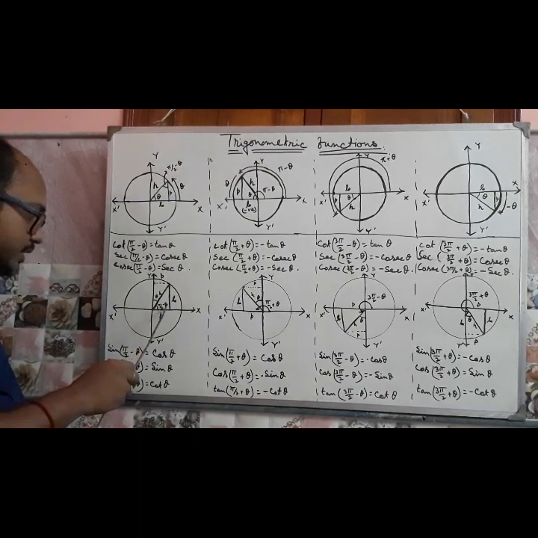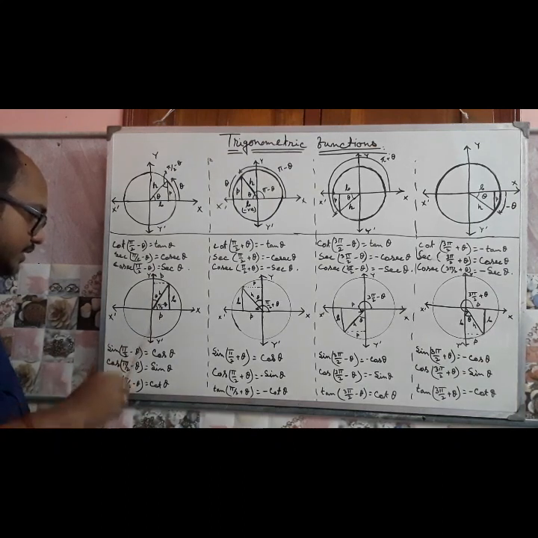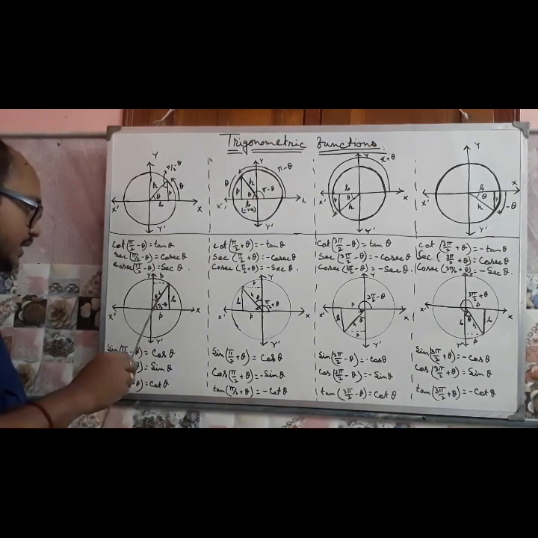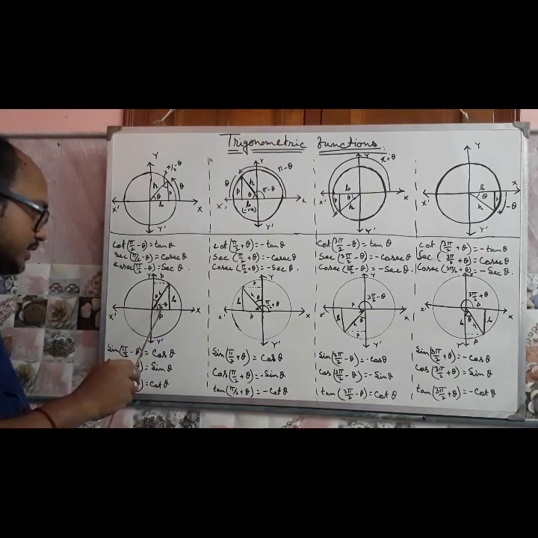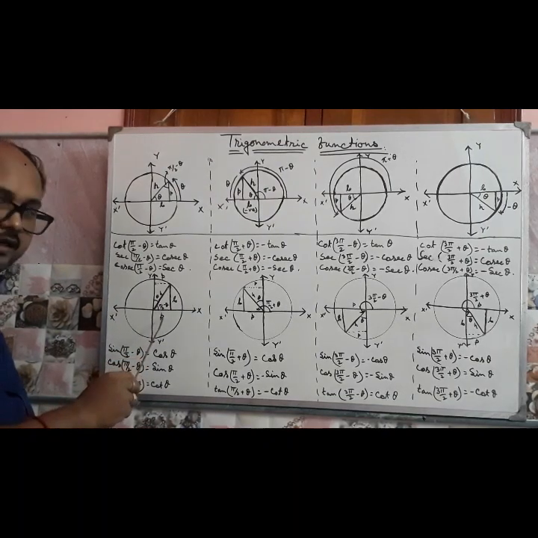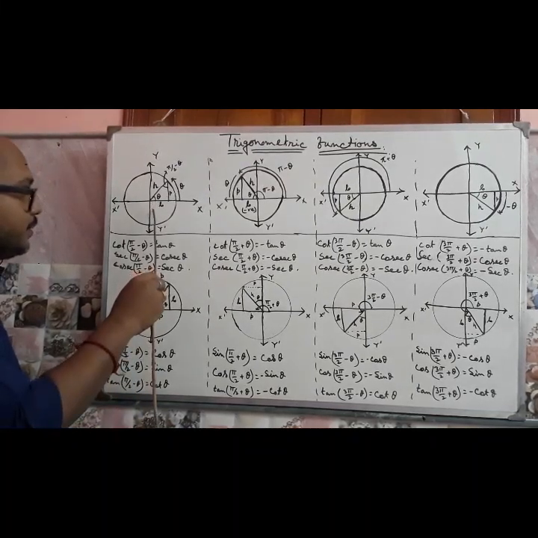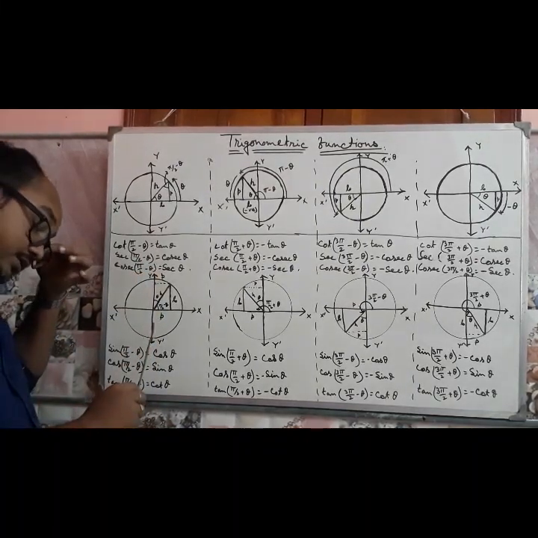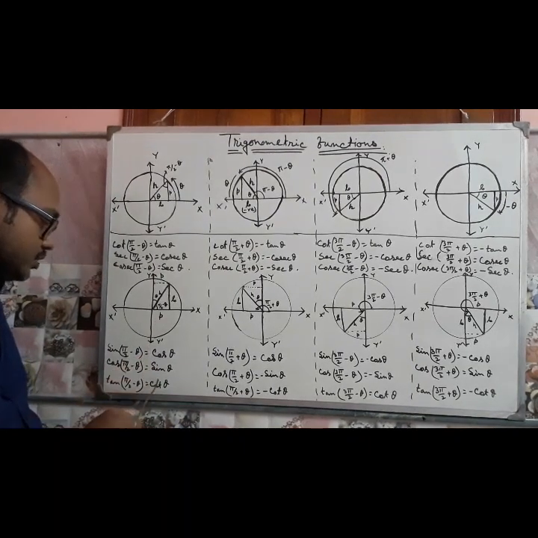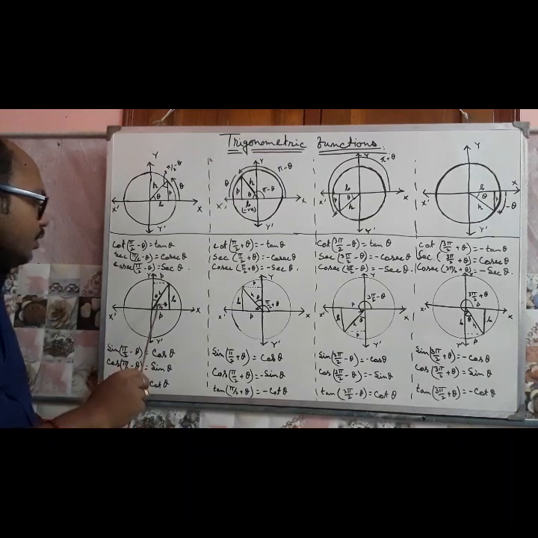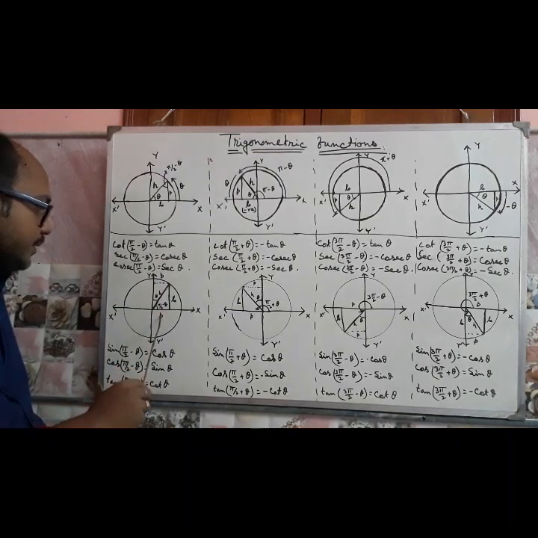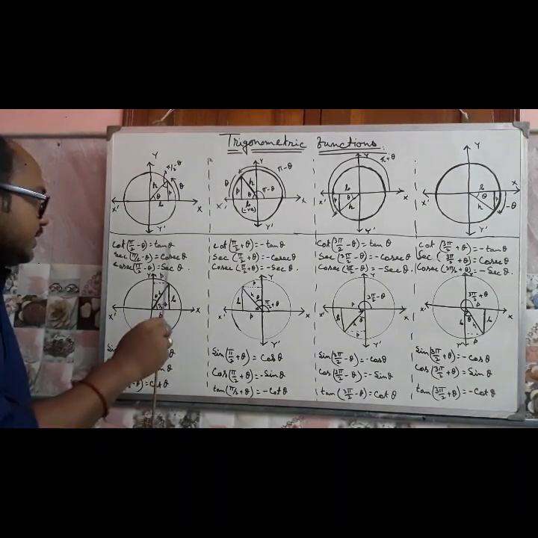Similarly, cos(pi/2 - theta) means base by hypotenuse. What is base here? P by h, that is sin theta. Tan(pi/2 - theta) is perpendicular by base, that is B by P. From the previous case, we can say that this B by P means cot theta. Cot(pi/2 - theta) is base by perpendicular, P by B, that is tan theta.